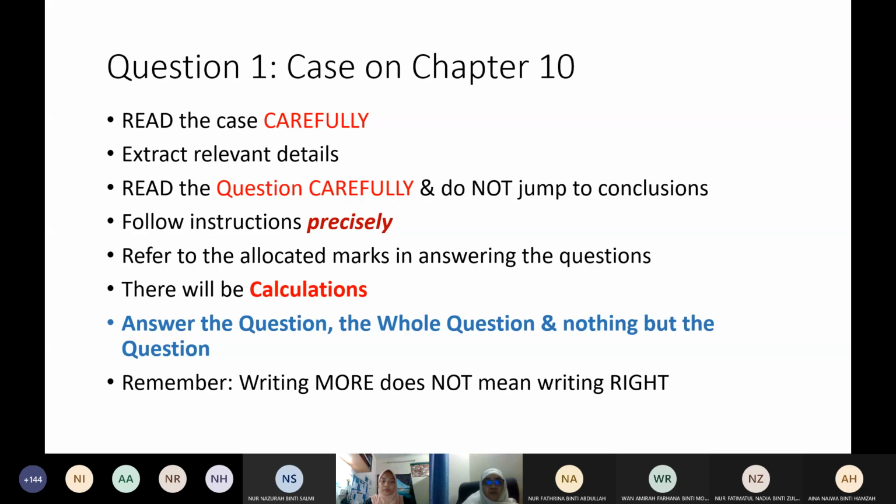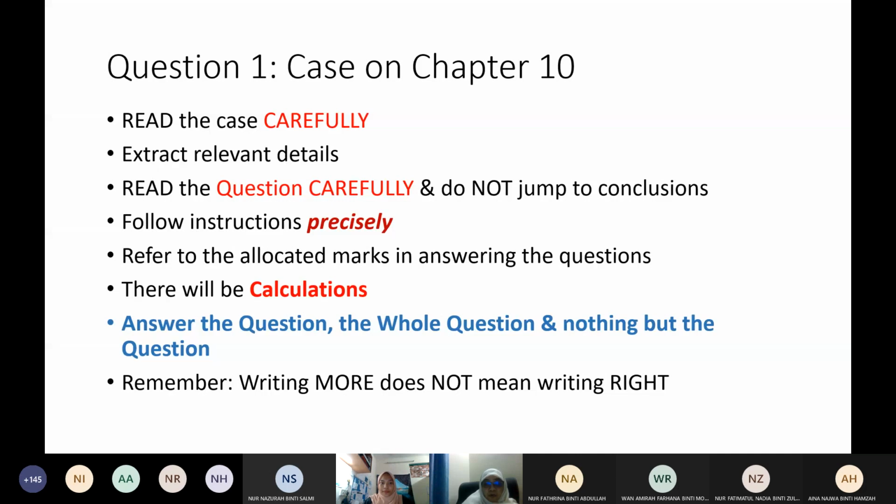It's a little over 2 pages, but a lot of the information is just to give you some background. So it is up to you to extract the relevant details, right? And you have to read the question carefully, and please do not jump to any conclusions. Just because you see something familiar doesn't mean that it is what you think. You have to understand and answer what is asked. So please follow instructions precisely.